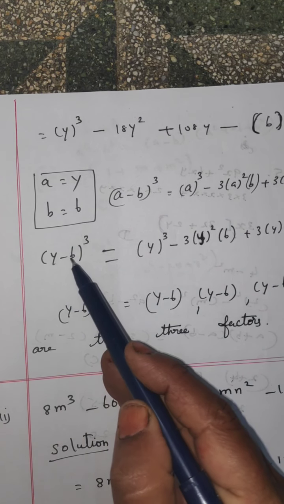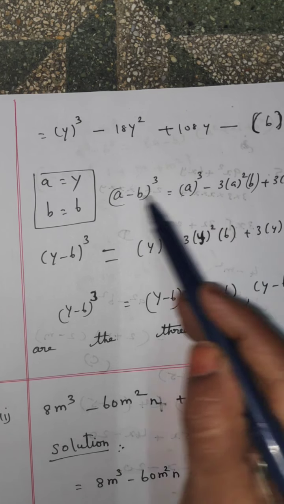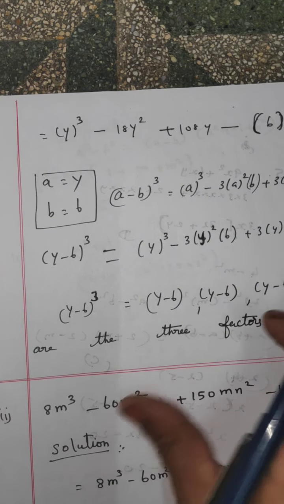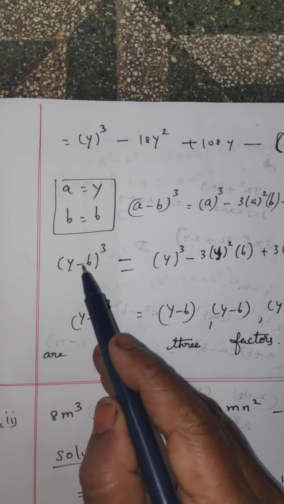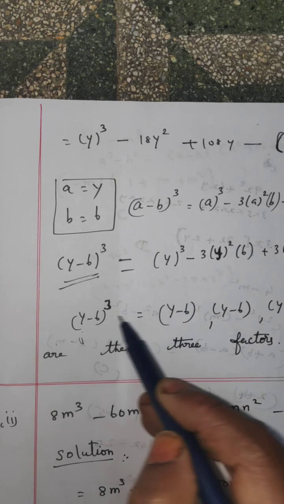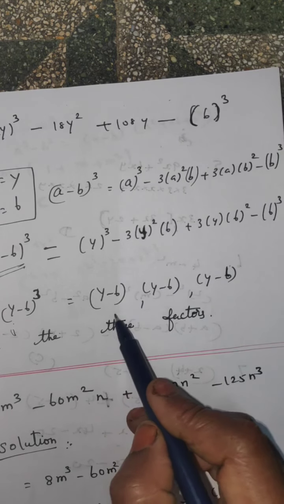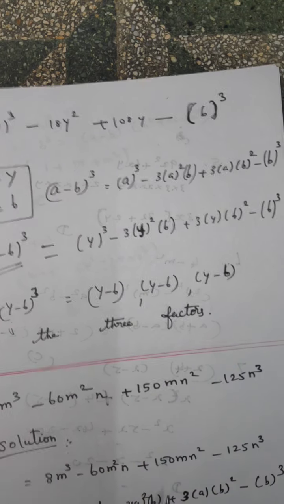So (y minus 6) whole cube equals y cube minus 3... a equal to y, b equal to 6. Substitute these values in this formula. This one only we want to select and find the answer. (y minus 6) whole cube, how many times expand there? (y minus 6), (y minus 6), (y minus 6) are the three factors.